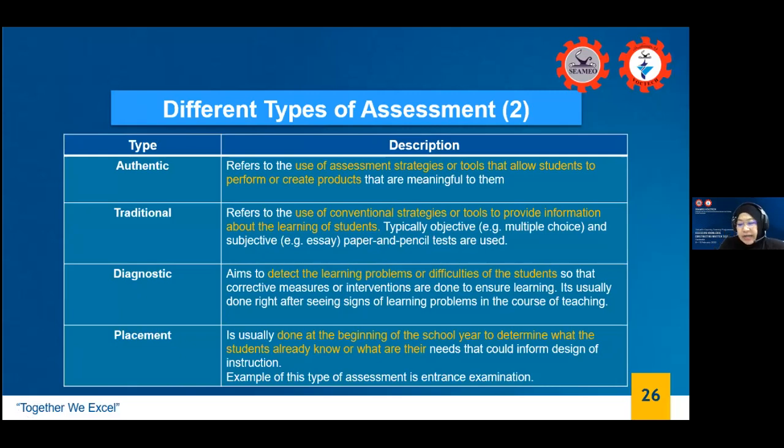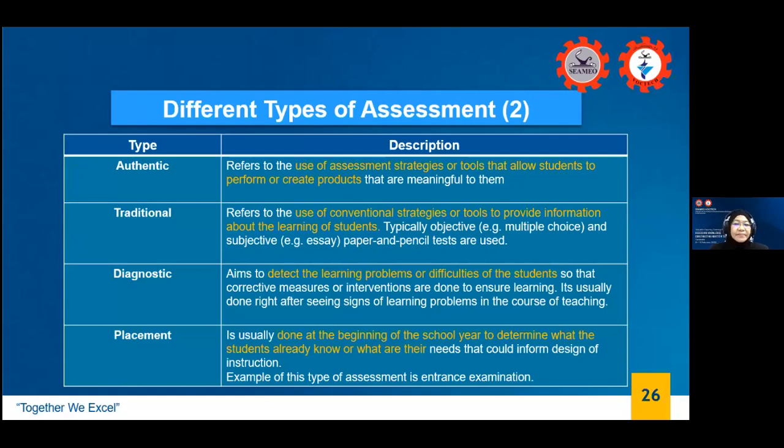Okay, so diagnostic is you want to detect the learning problems or difficulties of the students. Why? Because when you diagnose, you want to know what's wrong, what's causing the problem. And once you know what is causing the problem, then you can suggest corrective ways, remedial ways, so that the wrong is corrected to be right.